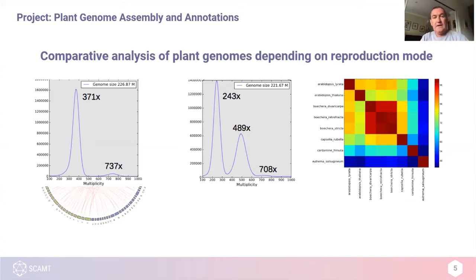So, for example, plants which reproduce asexually often arise as old and very complicated hybrids. Most of their genomes are highly heterozygous, which you see here in the right slide, in the right insert.